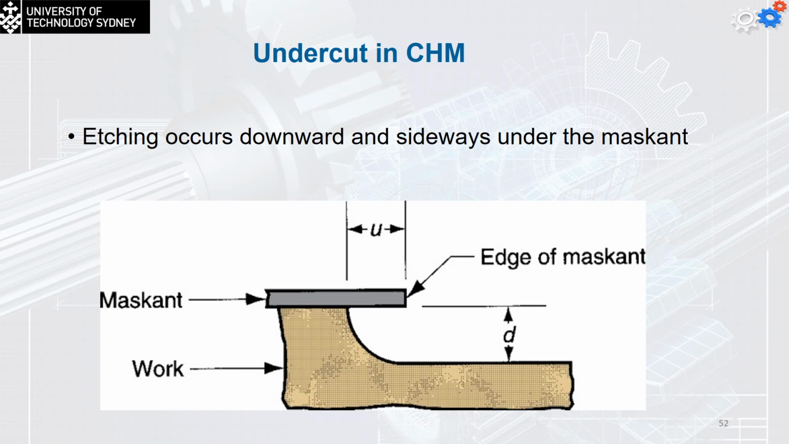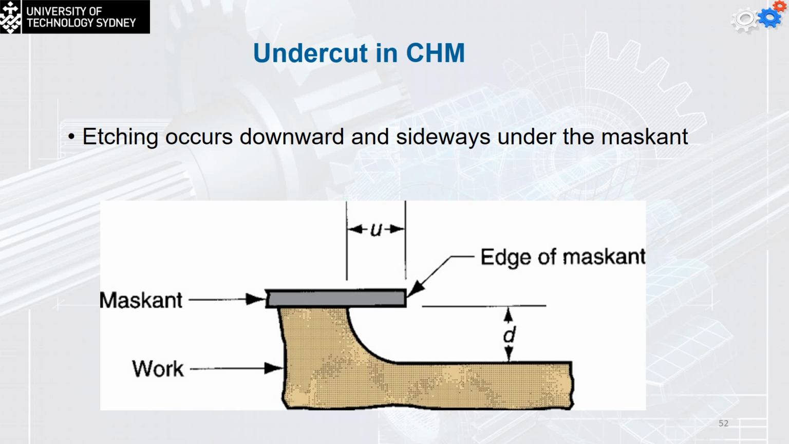The problem we are going to have in CHM is the undercut process. That's my maskant, this is the edge of the maskant. The problem is because I'm using a chemical material, it's not going to go perfectly downward. Some of the material will start to etch from the side as well, and that's what we have as the undercut process.